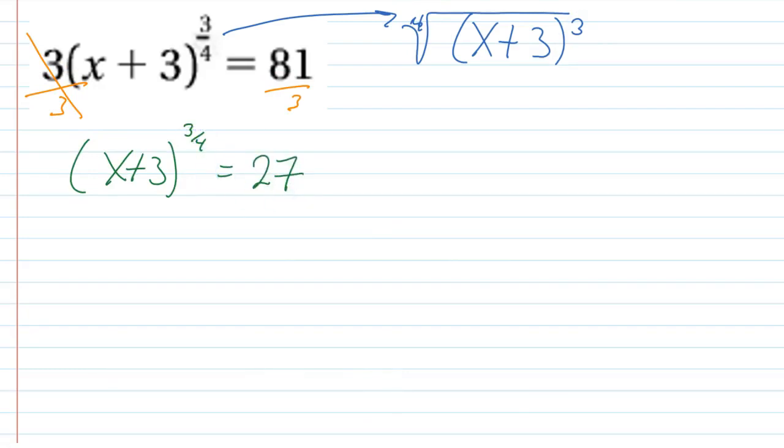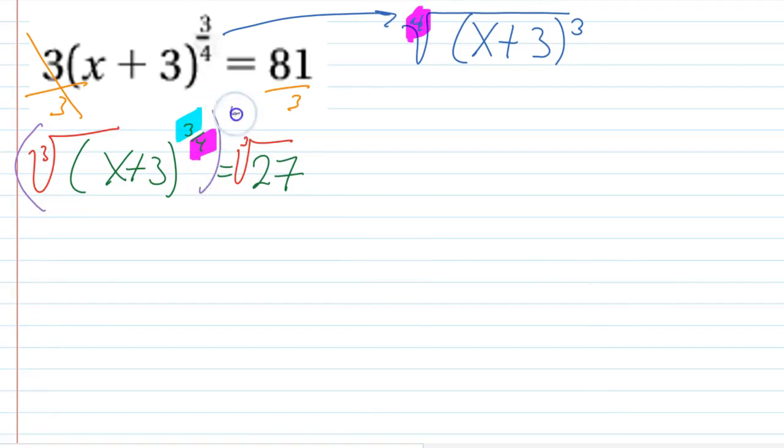Now, if I look at this, I'm doing two things here. I'm cubing. So what is the opposite of cubing something? The opposite of cubing is taking the cubed root. So I'm going to want to take the cubed root of both sides. At the same time, I am also taking a 4th root. That's the index. So if I'm taking the 4th root, then I'm going to want to raise both sides to the power of 4. And this is what it gives me.